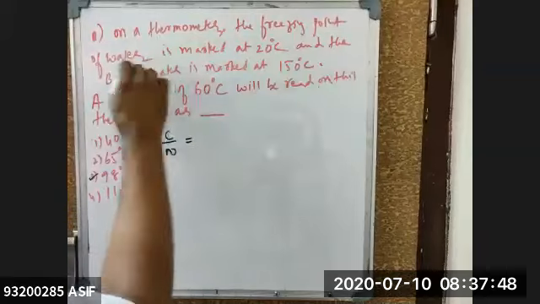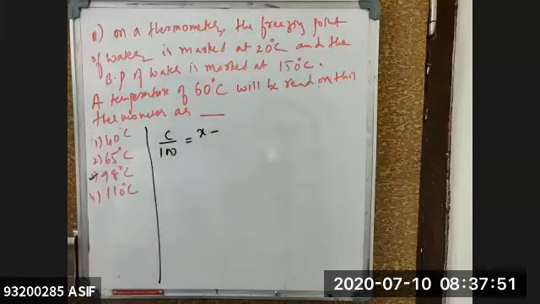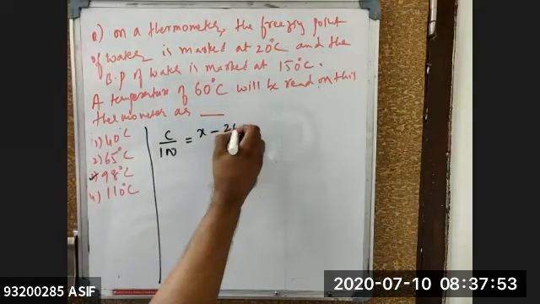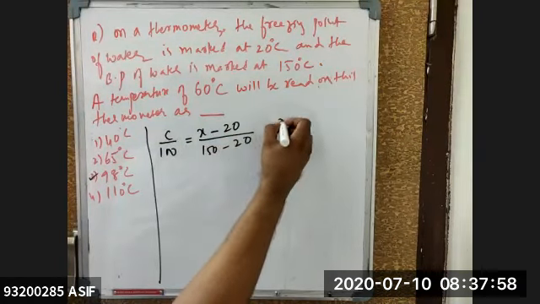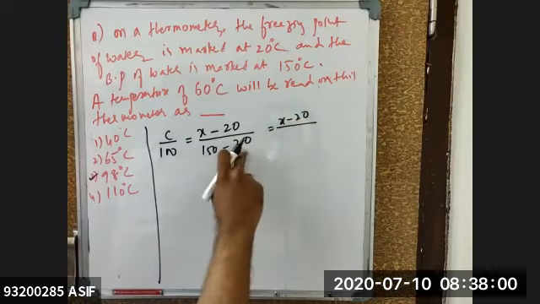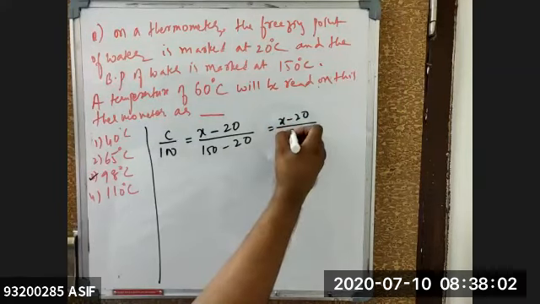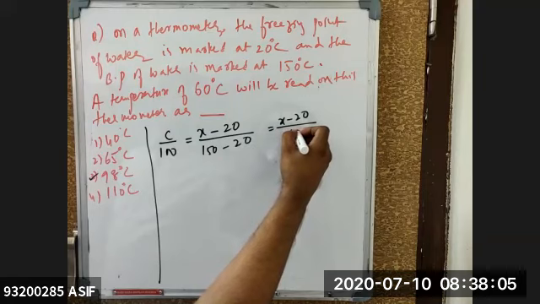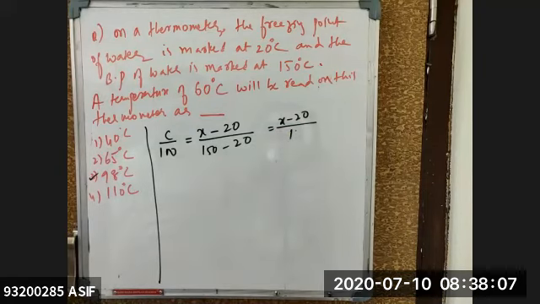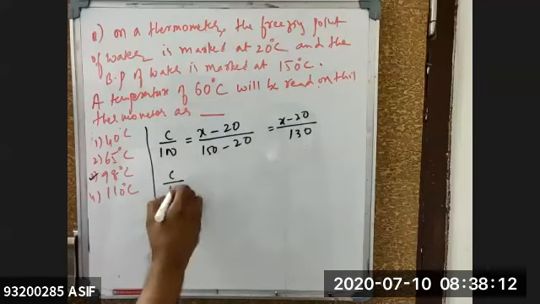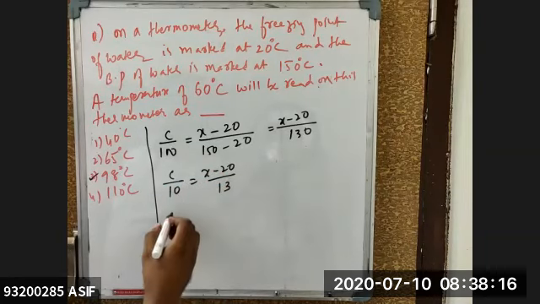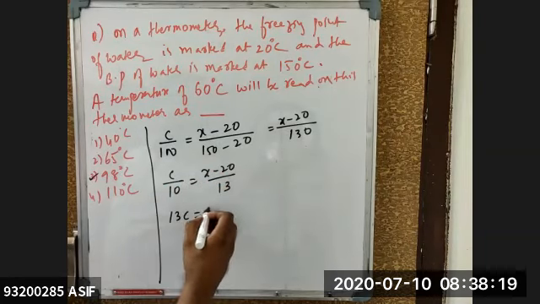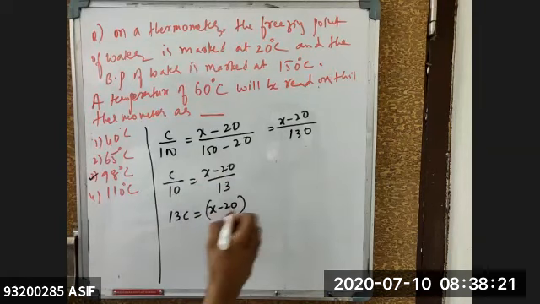On a thermometer, the freezing point of water, that means X minus, I don't know the new scale. Freezing point is how much for me? 20, divided by boiling point 150 minus 20. That means this is X minus 20 divided by 150 minus 20, which is 130. So this will be C by 100 equals X minus 20 divided by 130. So this will become 13 into C equals X minus 20 into 10.